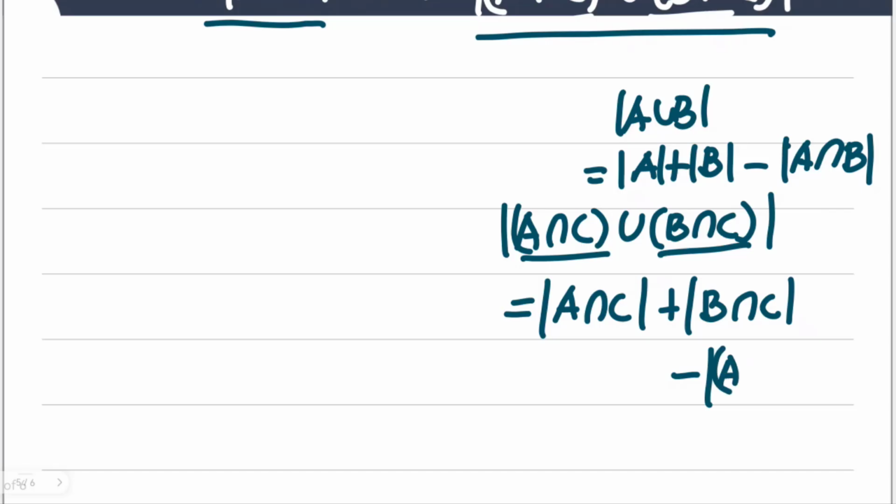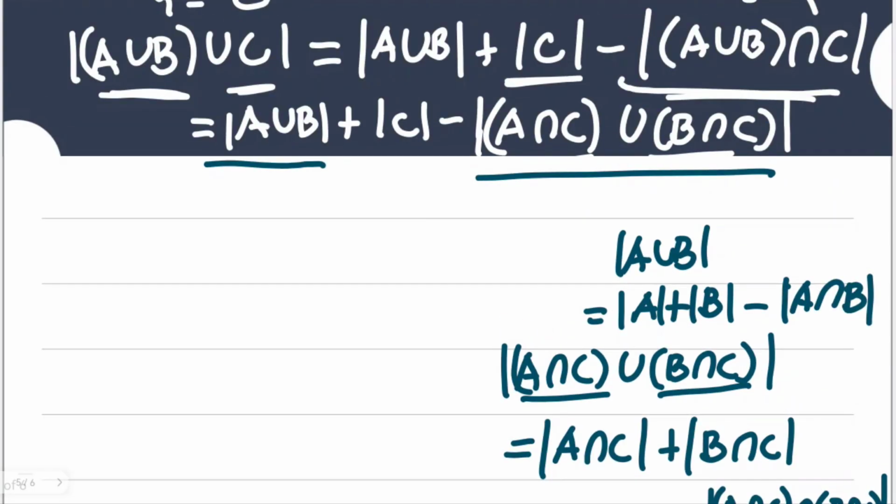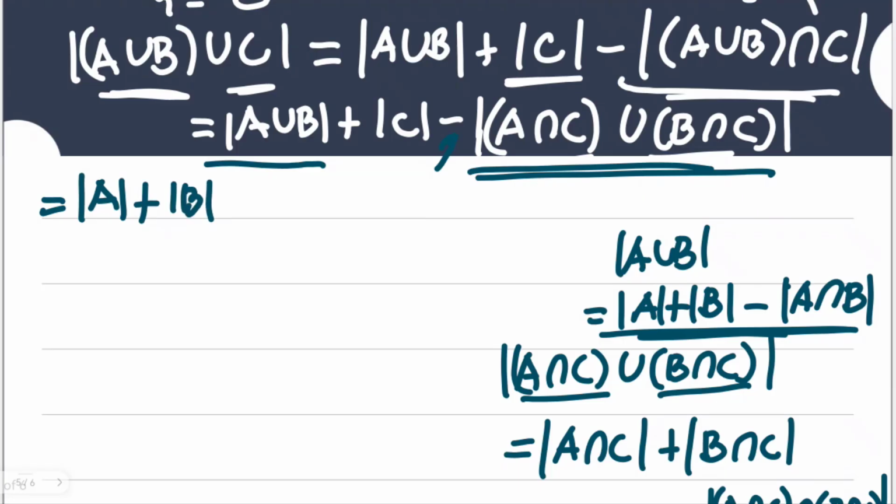You have A intersection C, intersection B, intersection C. Okay, so let's integrate them here, and take note the second one is preceded by a minus sign. Please apply the necessary changes. So you still have here A union B, we're going to copy this. So you have the cardinality of A plus the cardinality of B minus the cardinality of A intersection B.